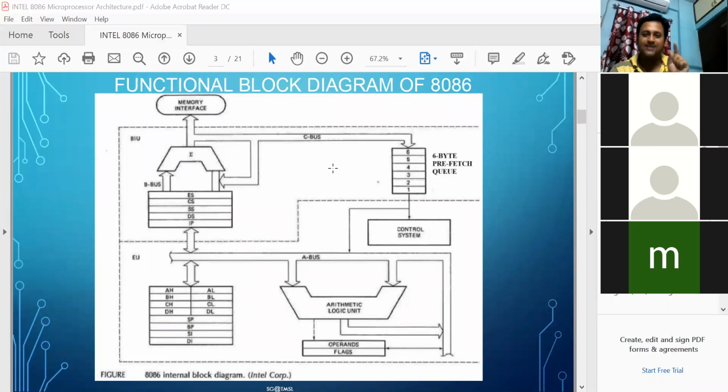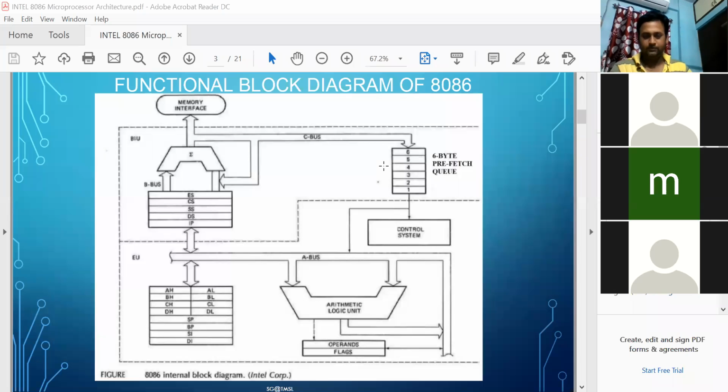1 byte means 8 bits. So here the queue is 6 bytes, and each space is used to store 8 bits at a time. So 8 bits will be stored, then another 8 bits, another, another, another, and the last 8 bits. The combination of all these six 8-bit units is called a 6-byte instruction. Clear? So I will discuss the next section, which is the execution unit section.